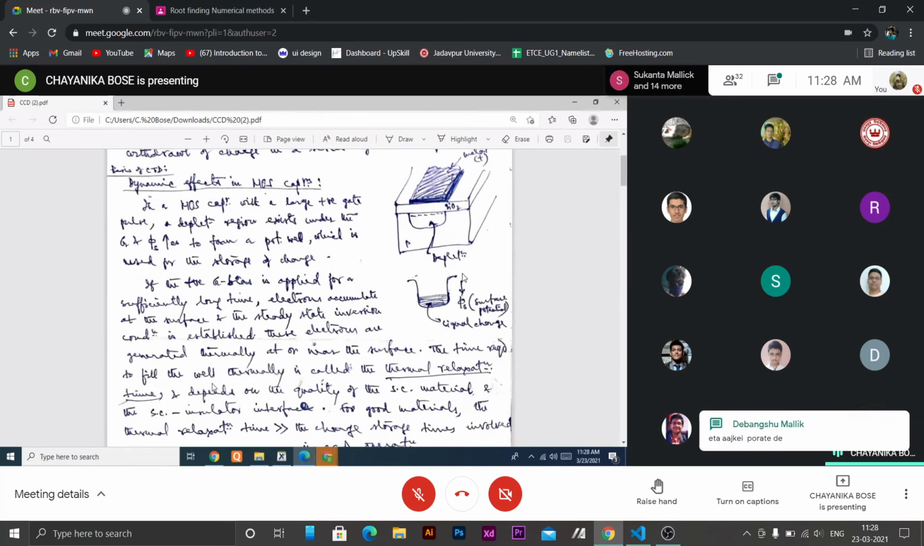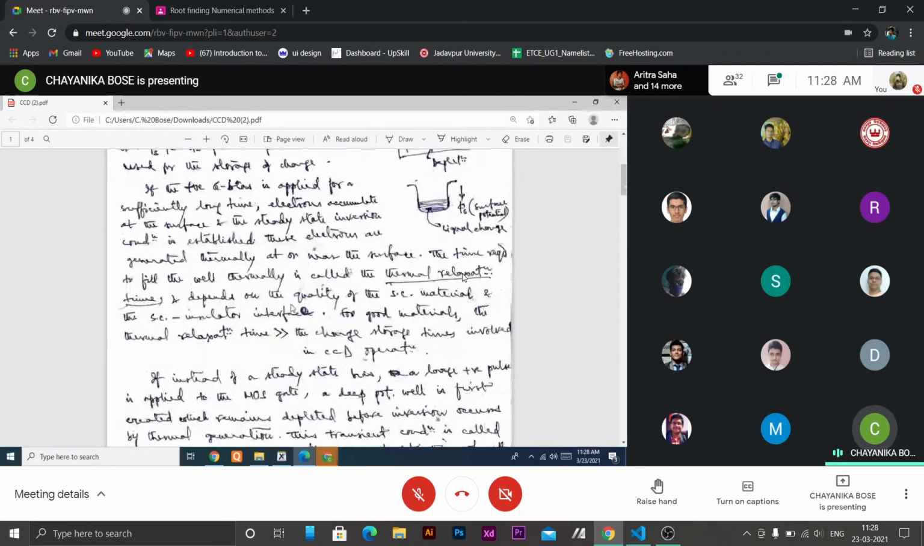Then this time required to fill the well thermally is called the thermal relaxation time, and depends on the quality of the semiconductor material and semiconductor insulator interface. For good materials, the thermal relaxation time will be much larger than the charge storage times involved in CCD operation. What is the charge storage time involved in CCD operation?